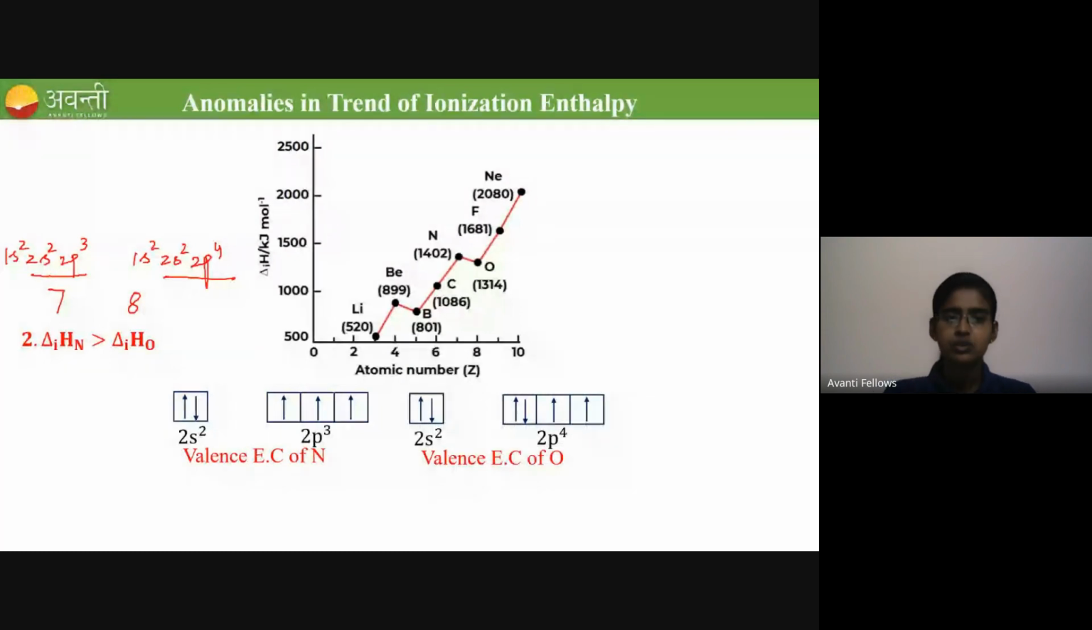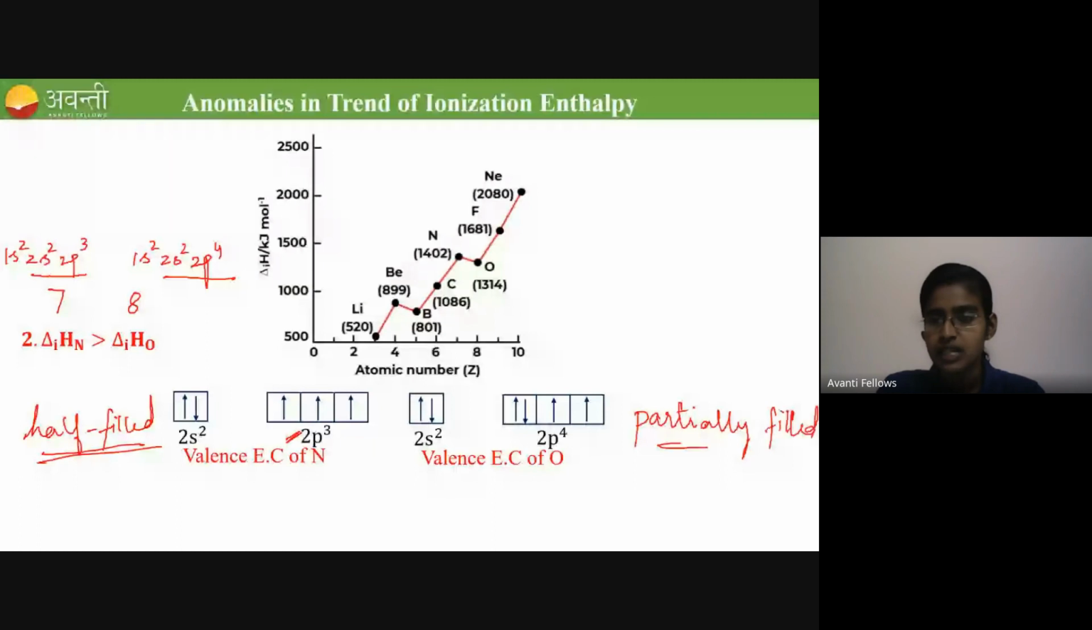Now here you see nitrogen is having the half-filled configuration. All the 3 p orbitals have 1 electron each, which is called a half-filled configuration. Whereas the oxygen configuration is called partially filled. It is neither half filled nor fully filled. If you find any configuration in between these two, then you have to call that a partially filled configuration.